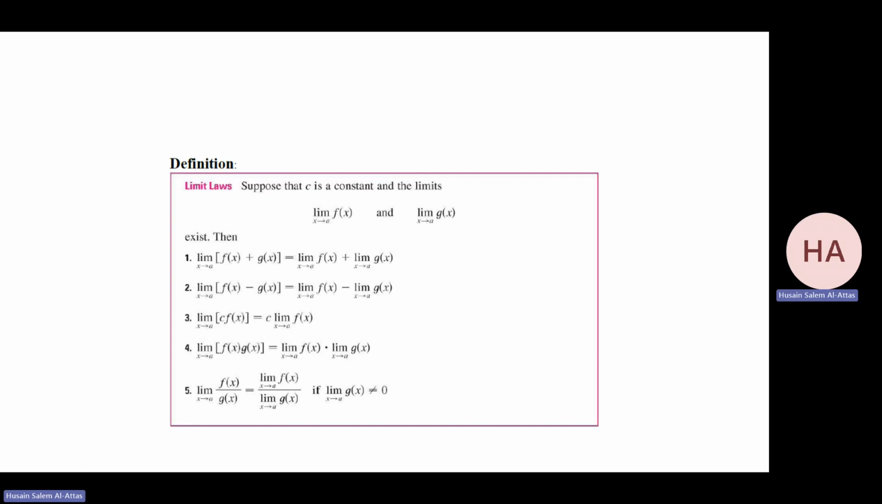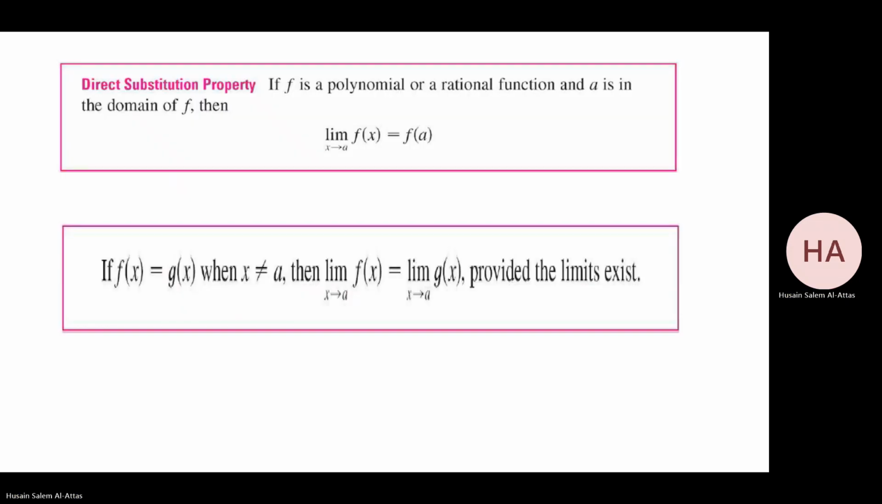We have the main limit rules. The limit of f of x as x goes to a exists, and the limit of g of x as x goes to a exists. Both exist, then their sum is equal to the sum of the limits. Their difference is equal to the difference of the limits. The constant times the function, you can take the constant outside. The product is the product of the limits. The limit of the quotient is the quotient of the limits, provided the limit of the denominator is not equal to 0.